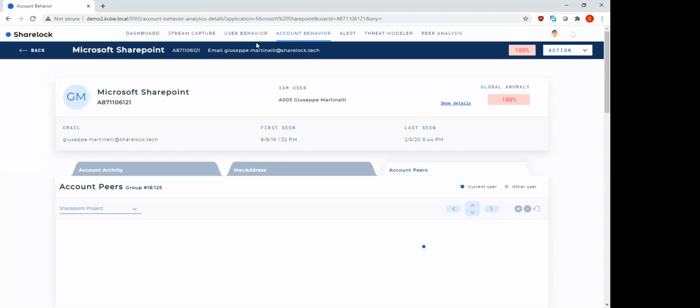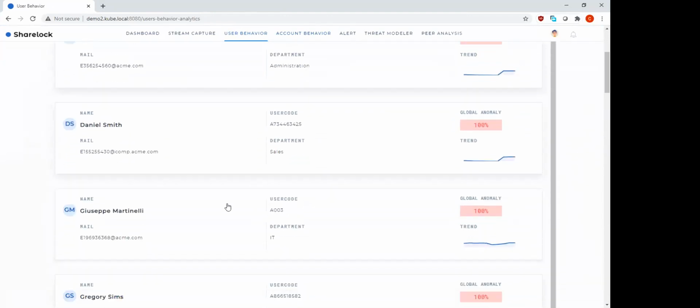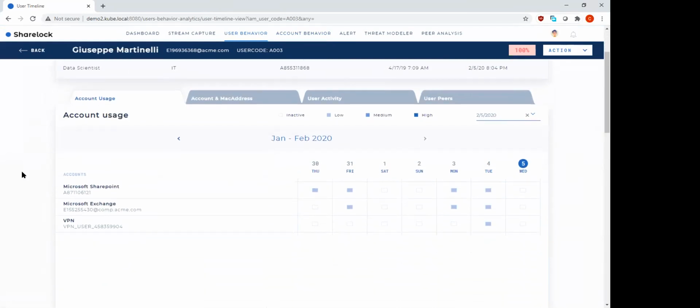Now let's go to user behavior to level up and move from account analysis to user analysis. So clicking on Giuseppe Martinelli, here we go. As for the account behavior, we see in the upper part the user data, and then in the central part of the view, we can see 4 tabs that show us in detail the daily behavior of the user and other important details about the context in which he is moving.